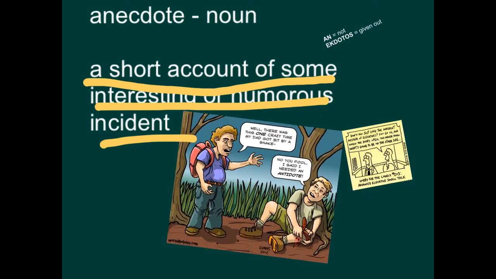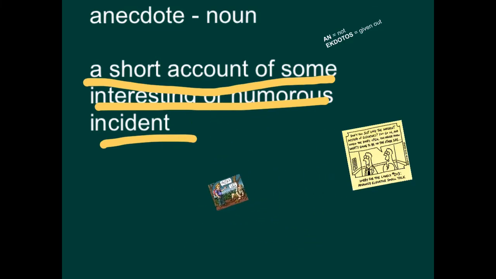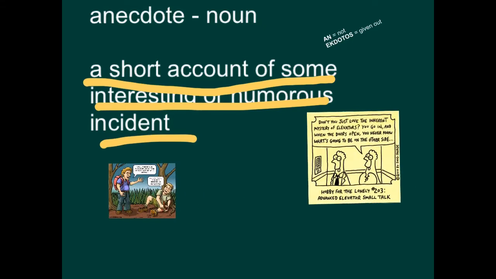So here we have a couple of guys on a hike, and one says, well, there was this one crazy time my dad got bit by a snake. And the other guy who is laying on the ground and has a snake bite says, no, you fool, I said I needed an antidote. So the guy in the blue shirt has misunderstood the man with the snake bite and thought he asked for an anecdote, which he did not. He asked for an antidote. Anecdote, not very helpful in this situation.